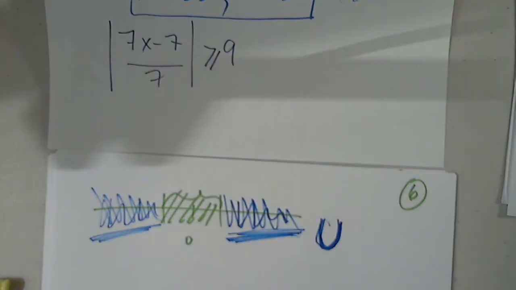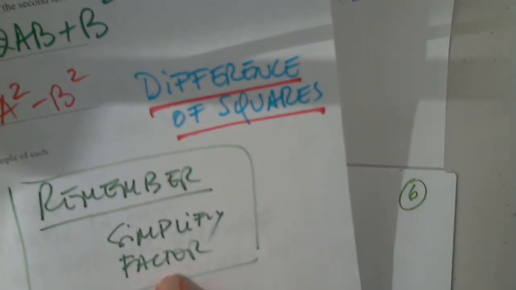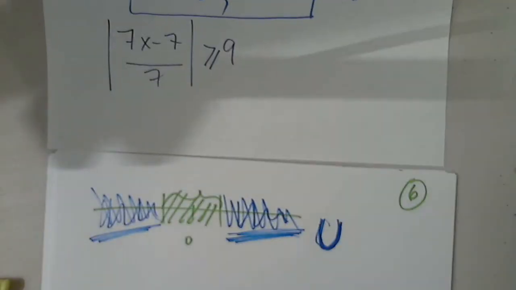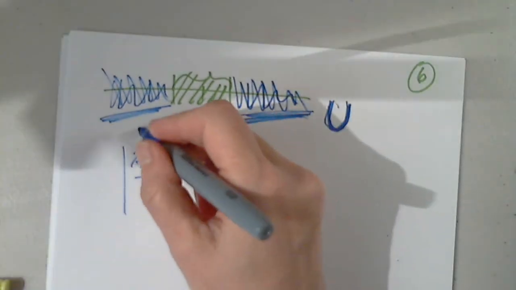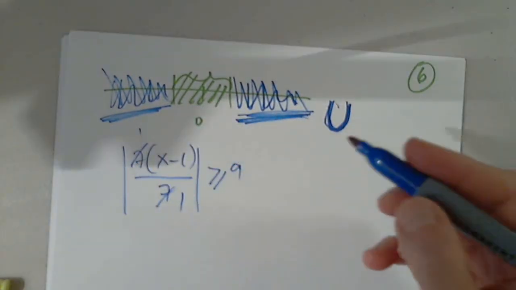Now I look inside, and remember, simplify, factor. I see that I can pull out a 7 in there, inside x minus 1 divided by 7, greater than or equal to 9. I want to simplify things, and I will. This is much more human now.